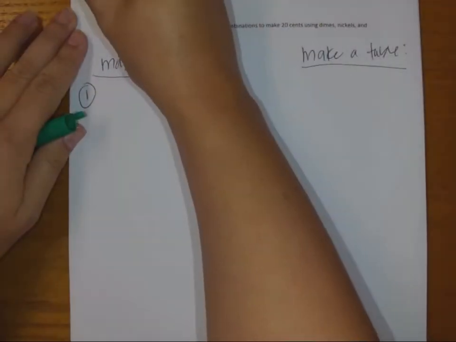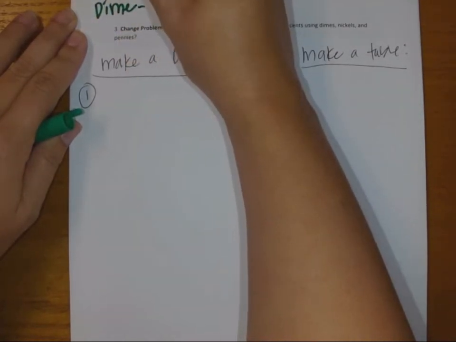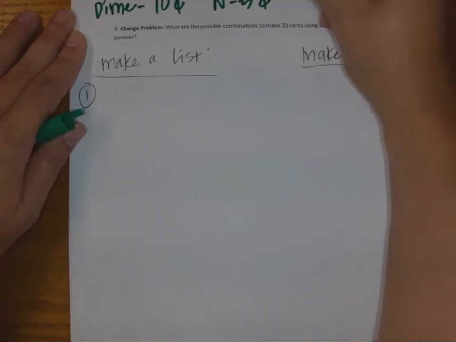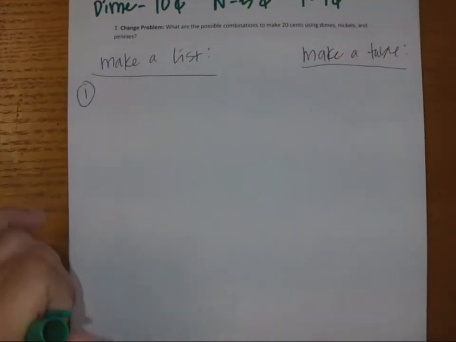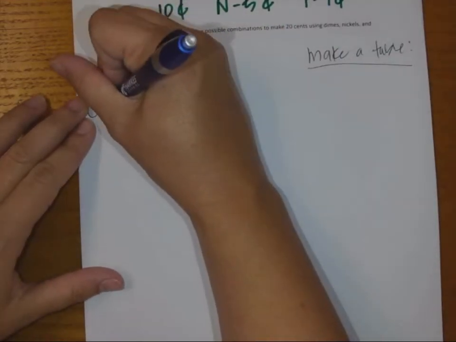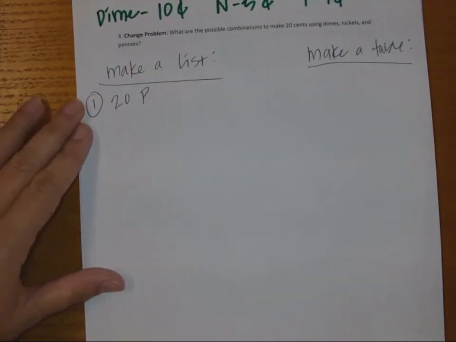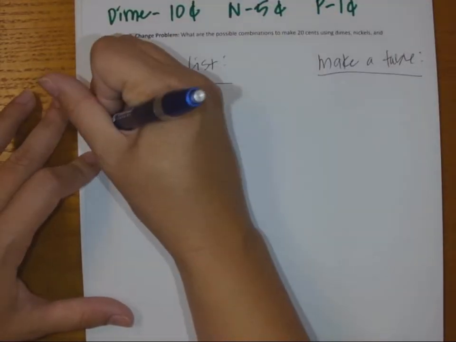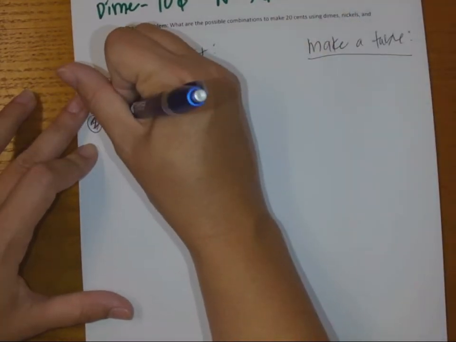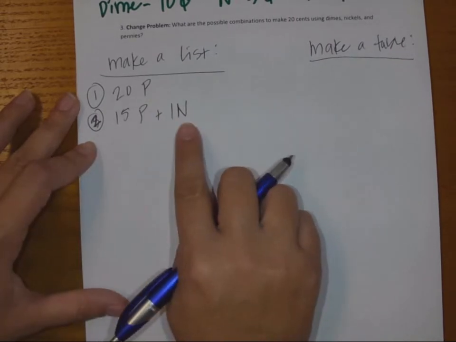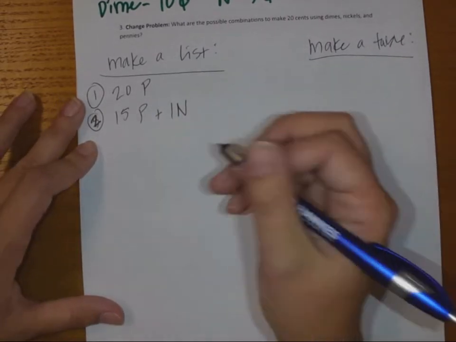They need to know that a dime is worth how much? 10 cents. A nickel is worth 5 cents. And a penny is worth 1 cent. Okay, so to make 20 cents, one way I could do 20 pennies, right? 20 pennies makes 20 cents. Okay, so then I could do, sorry, that's supposed to be number 2. I could do 15 pennies and 1 nickel. Because 15 pennies is 15 cents, 1 nickel is 5 cents, 15 plus 5 is 20.